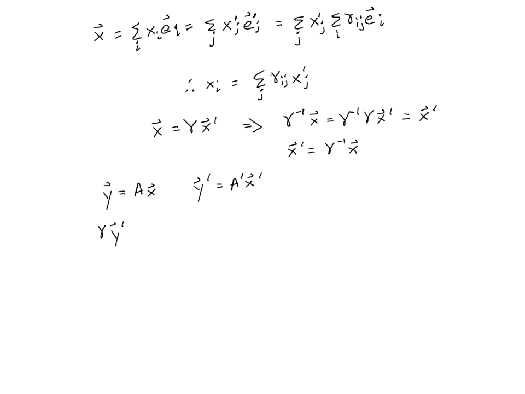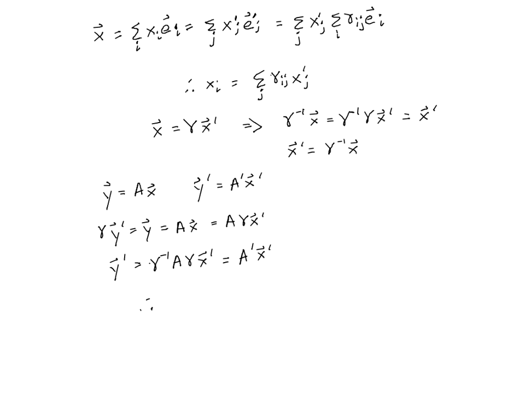So what we could do is we could say, well, gamma times y prime is equal to y, and that is equal to Ax, and so that must be equal to A times gamma x prime. And then you would multiply both sides by the inverse. So you have y prime is equal to inverse gamma A gamma x prime. And that in turn is equal to A prime x prime.